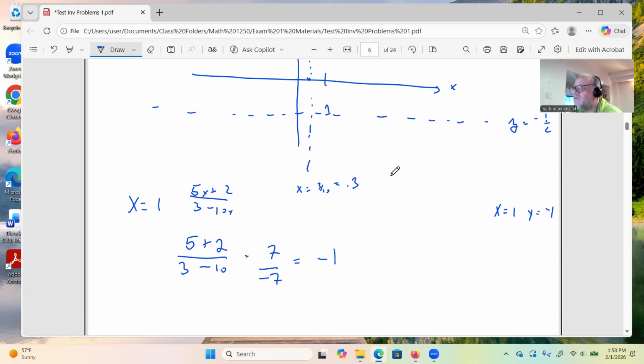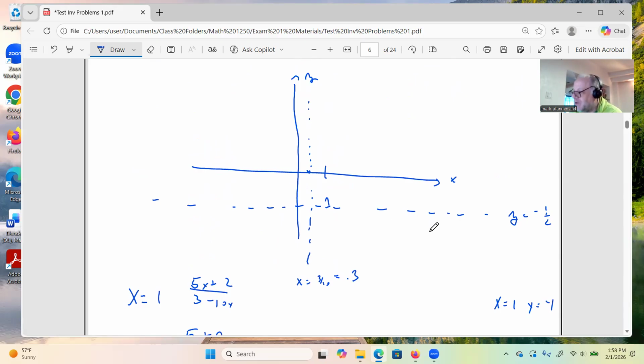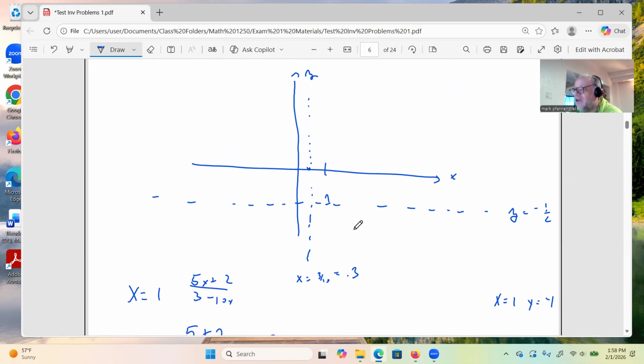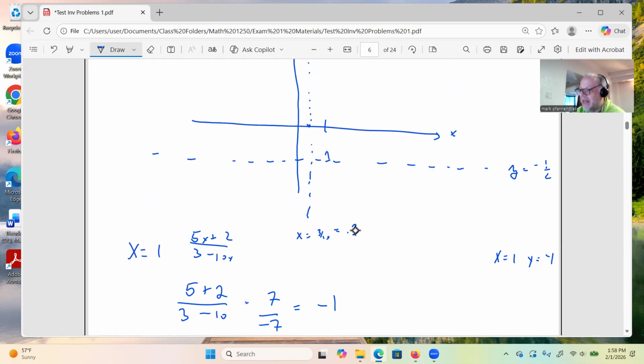Is negative 1 a bigger number or a smaller number than negative 1/2? Again, going back to what would I rather be in debt? I could either owe somebody 50 cents or I could owe them $1. I'd rather owe the 50 cents. So when x equals 1, y equals negative 1. We're right here. This is our first point.